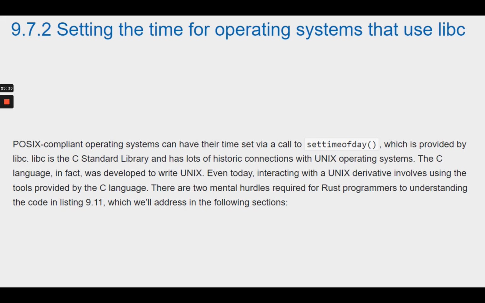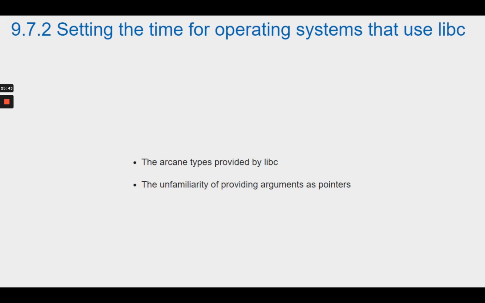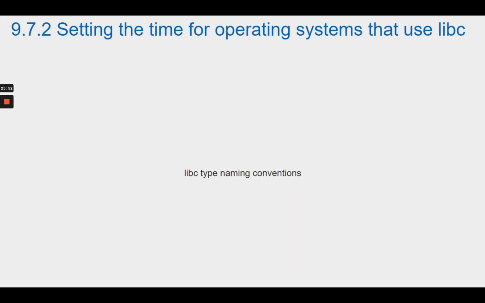There are two mental hurdles required for Rust programmers to understand the code in Listing 9.11, which we'll address in the following sections. The arcane types provided by libc. The unfamiliarity of providing arguments as pointers. libc type naming conventions.